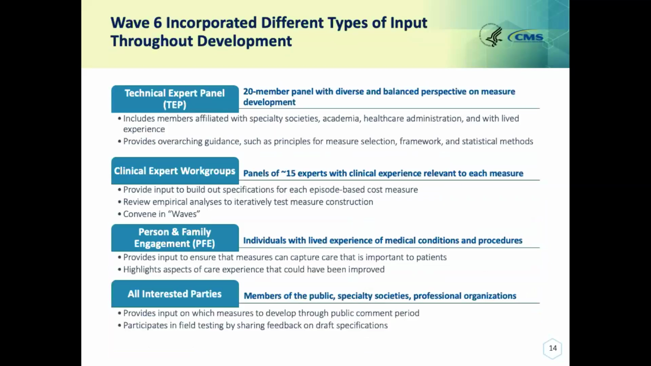So throughout Wave 6, we've sought a range of input to support measure development through several different mechanisms. We have a standing technical expert panel, or TEP, that includes members from a range of clinical, academic, practice management, and patient and caregiver perspectives. The TEP provides high-level guidance for topics across the project, and specifically for the measures in Wave 6, the TEP provided input on measure construction framework for how to assess costs for chronic conditions, and which clinical topics to prioritize for development given current gaps and needs in the program.